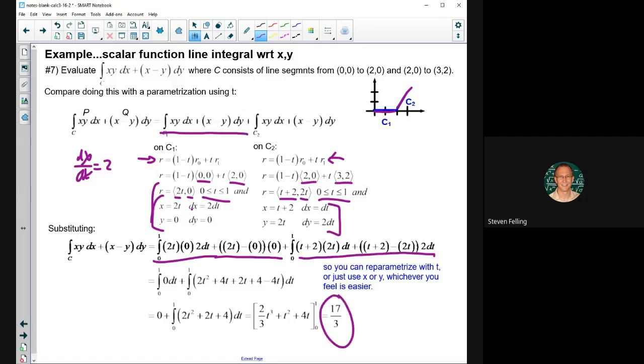So it's not that one way is necessarily better than the other, but sometimes it's easier to just stick with an original variable like x instead of reparameterizing everything in terms of this other variable t. But if you feel more comfortable with this method because it's more standardized, that will typically work. Sometimes it'll be more work, but it will work. Okay, so that's another kind of odd and end thing here.